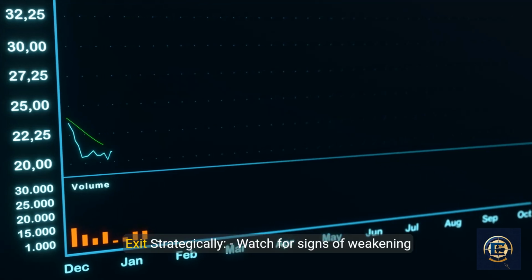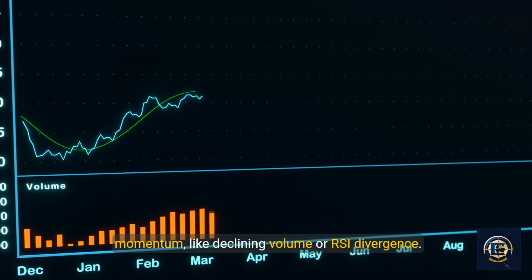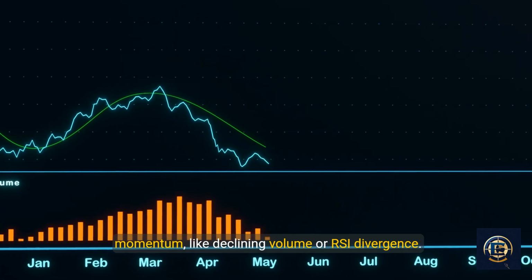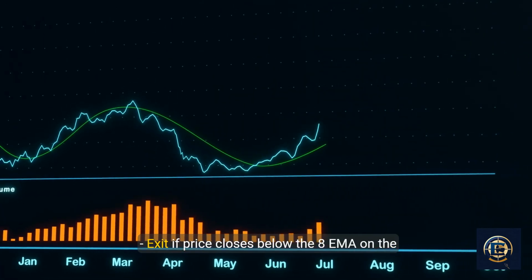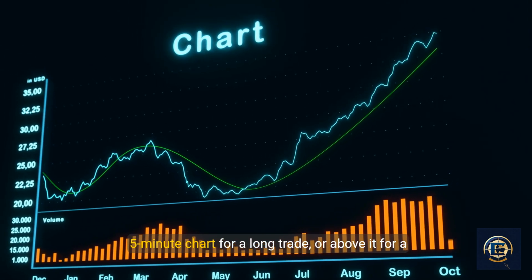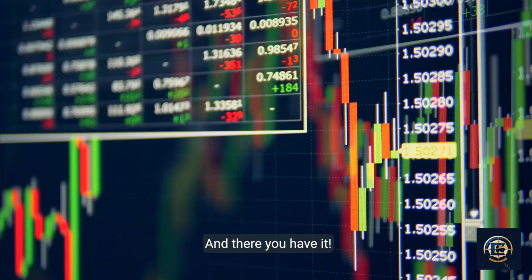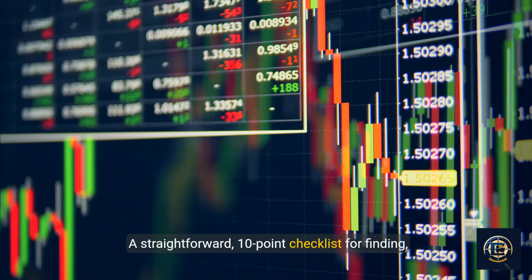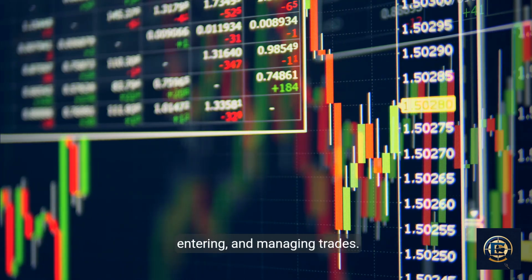10. Exit strategically. Watch for signs of weakening momentum, like declining volume or RSI divergence. Exit if price closes below the 8 EMA on the 5-minute chart for a long trade or above it for a short trade. And there you have it, a straightforward 10-point checklist for finding, entering, and managing trades.